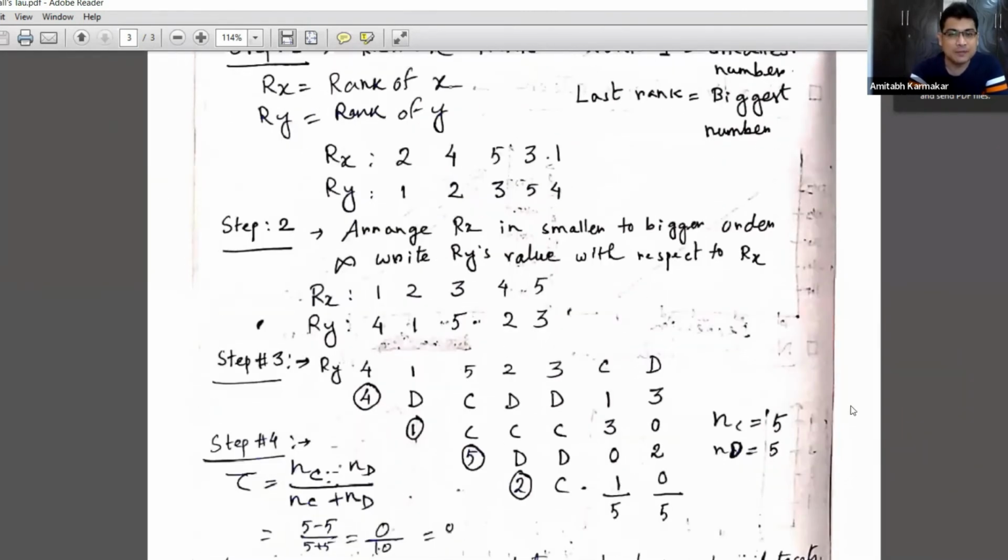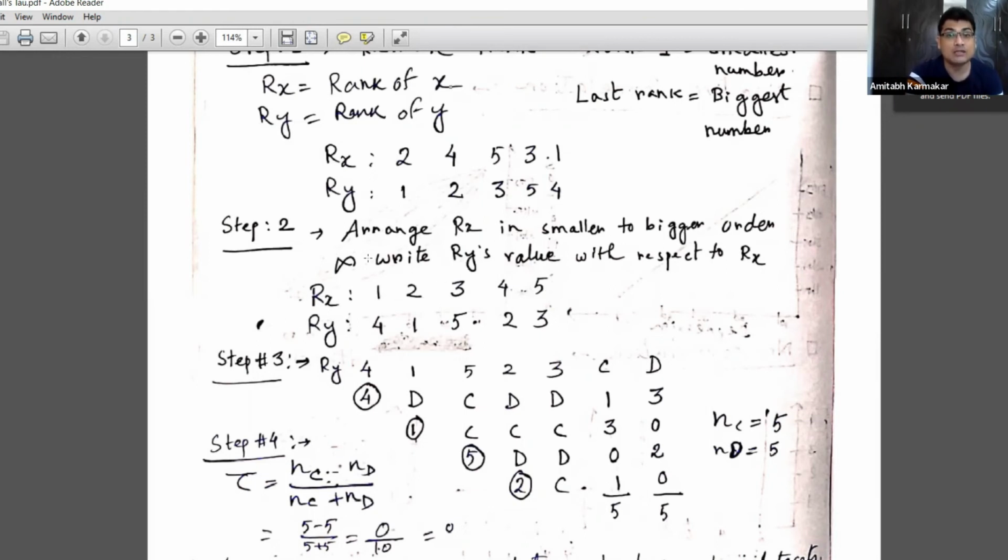Step 2: arrange Rx in smaller to bigger order. Arrange all the values of Rx in ascending order. What does it mean? There are 5 numbers, so 1, 2, 3, 4, 5. That's what I have done. And write Ry's value with respect to Rx, the corresponding value of Rx. So Rx is 1, 2, 3, 4, 5.